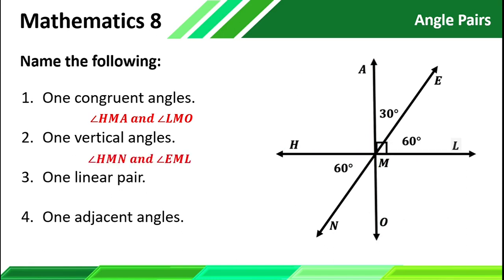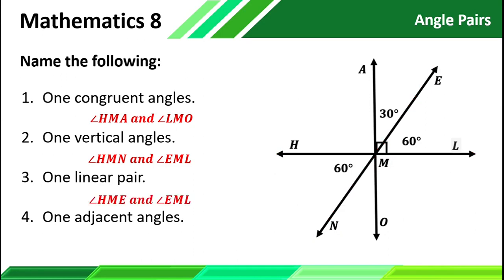Next, let's name one vertical angles. I have here angle HMN and angle EML. As you can see here, angle HMN and angle EML are vertical angles because line NE intersected line HL at point M, wherein they also have the same measurement.